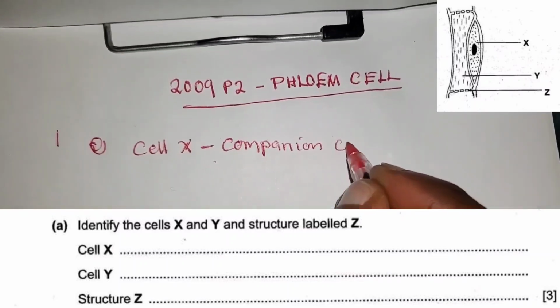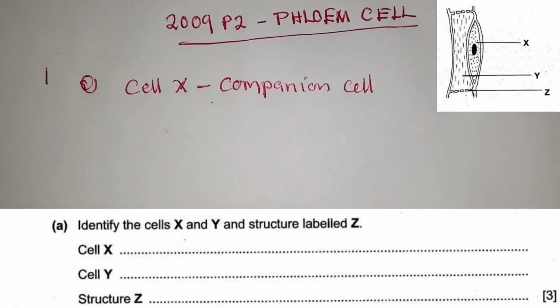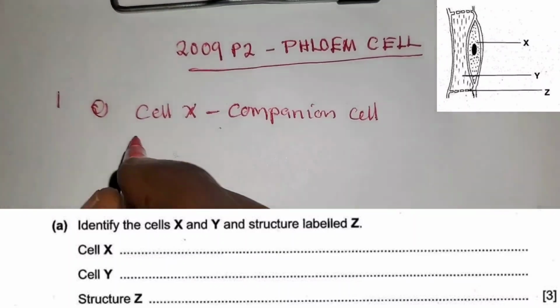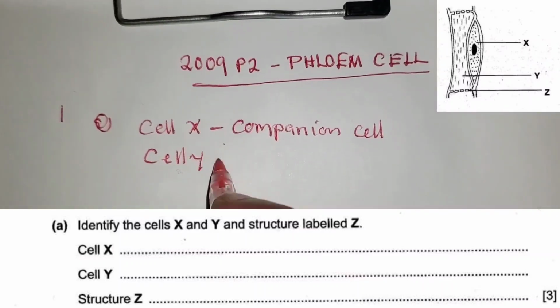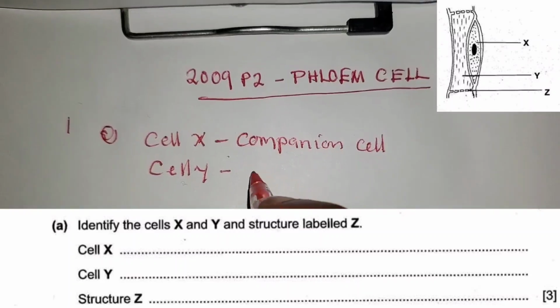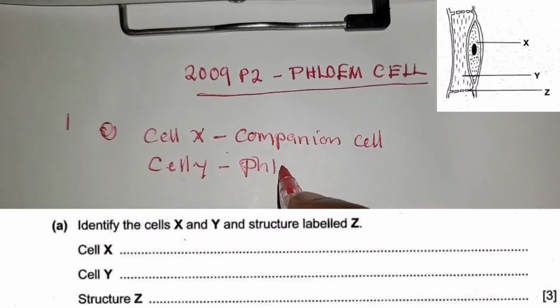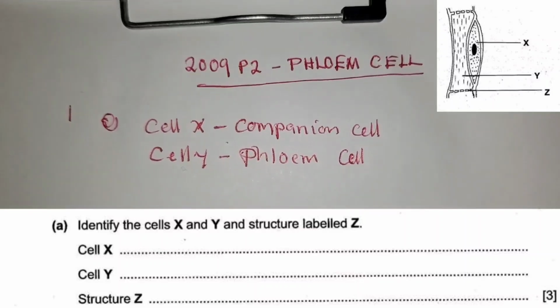Companion cell. Okay, cell X is a companion cell. Then cell Y, which is the host cell, this is the phloem. Okay, phloem cell.